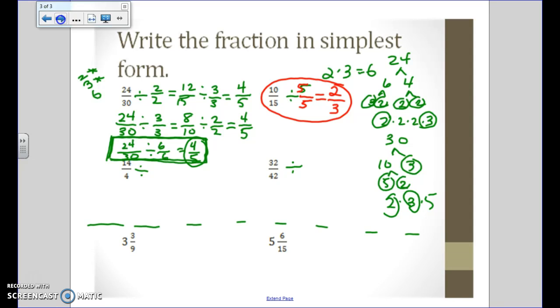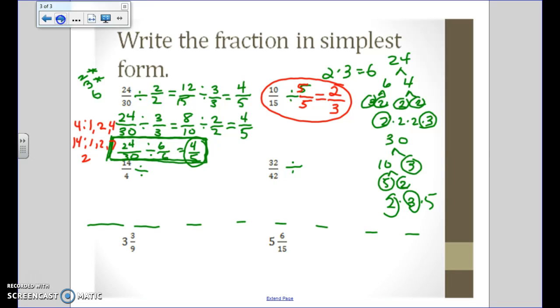Looking at 14 over 4, I see that they're both even numbers. So that's one thing I could do. I could divide both sides, both the top and the bottom, by 2. I could try to find a bigger, greater common factor. Because 4 is such a small number, I know its only factors are 1, 2, and 4. And so I know 2 would go into 14.